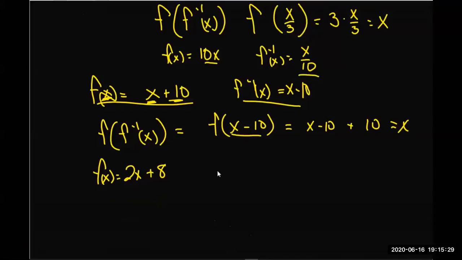So it turns out that what you can do is, here we started out with this function, 2x plus 8 equals y. To get the inverse, you switch x and y. What do I mean by switch x and y? You write 2y plus 8 equals x.